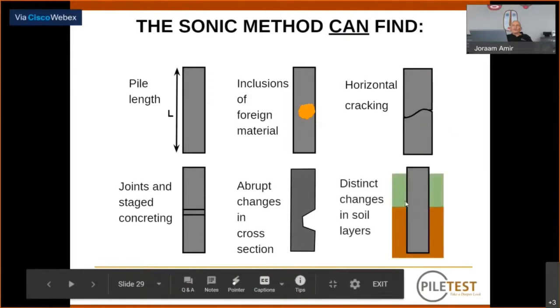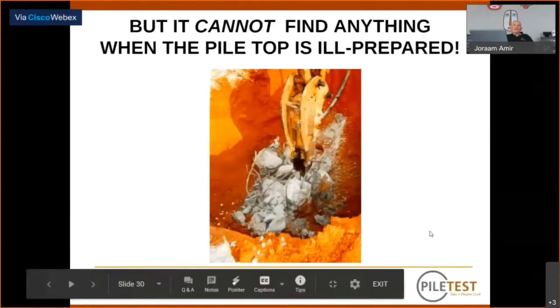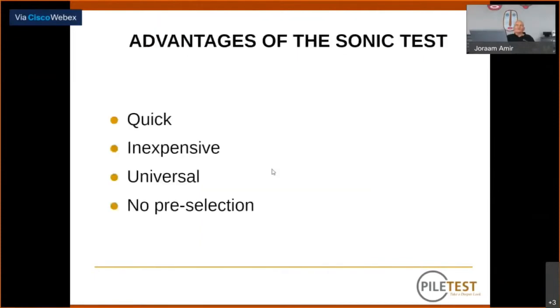This really is our biggest problem. If, for instance, the pile is cast in ground and then penetrates rock, the rock will produce a different kind of toe reflection. Of course, the PET cannot find anything if the top of the pile looks like this. So this is really a very poor technique to prepare the piles for testing.